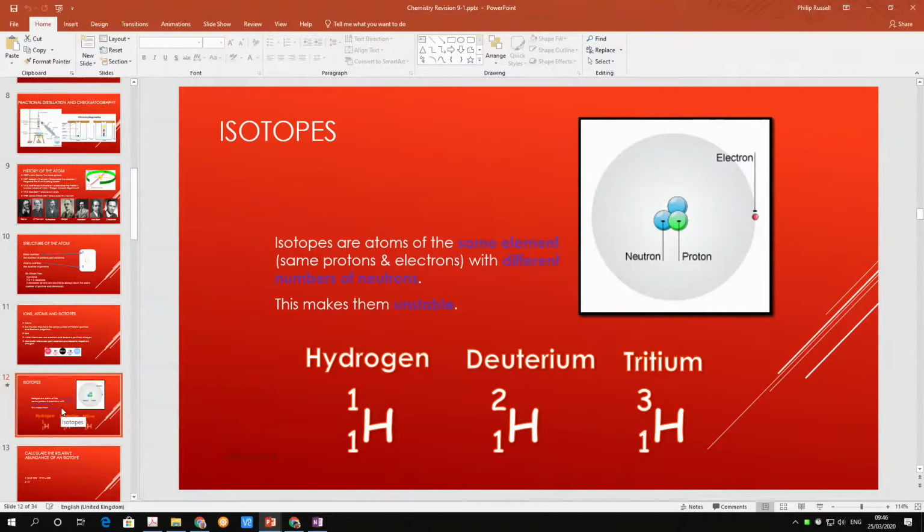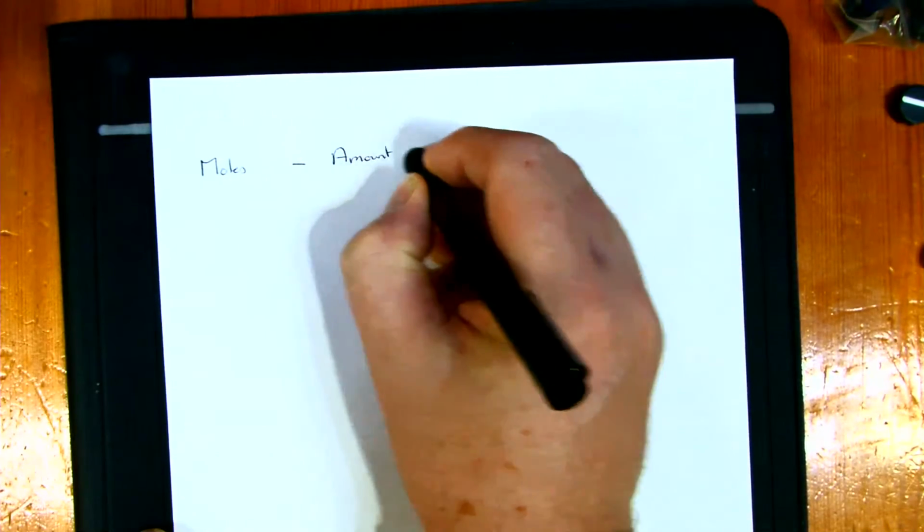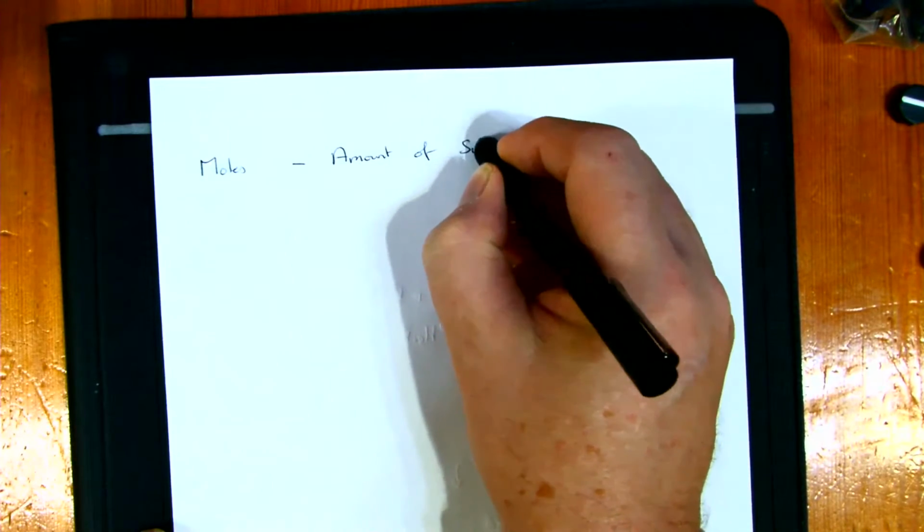Well, I want to look at one more little topic before we finish, and I want to start by having a look at something called moles. We use moles a lot in chemistry, and we simply use moles because they are a measure of the amount of substance.